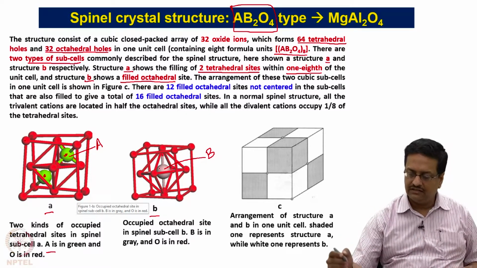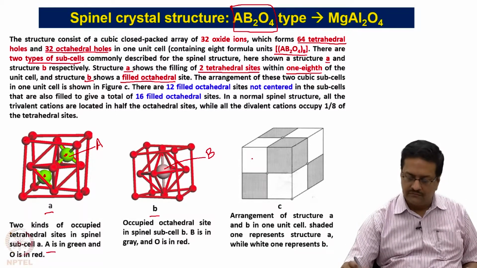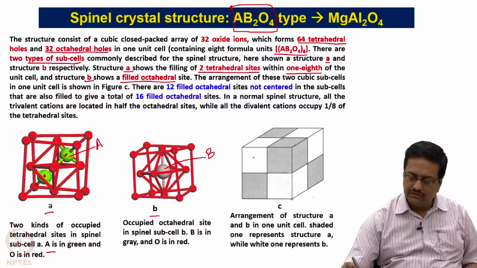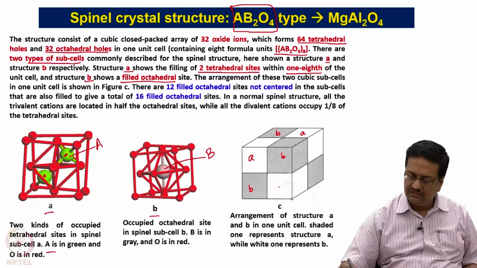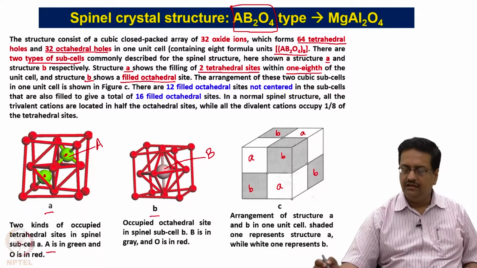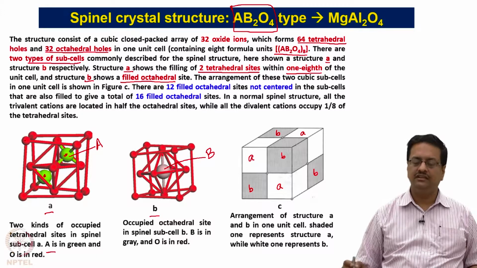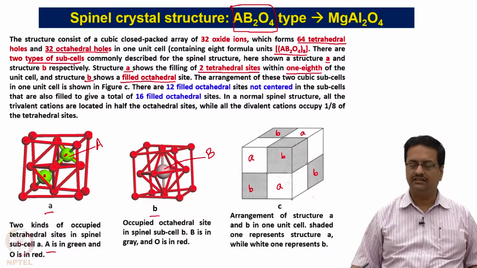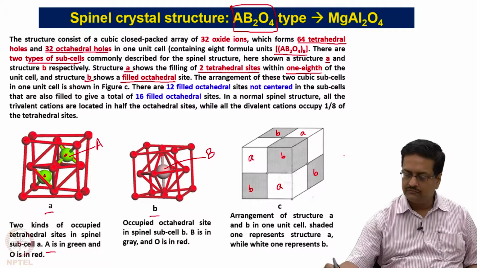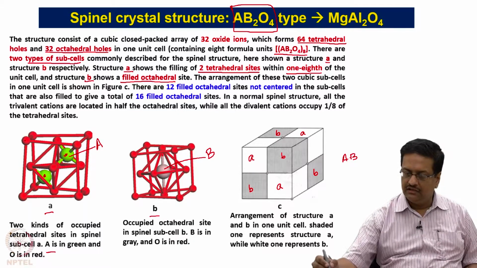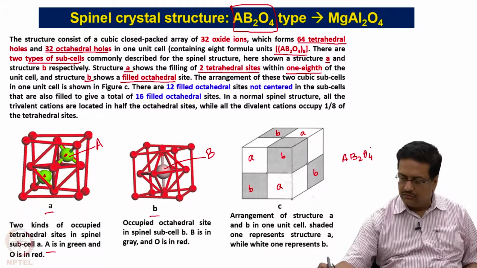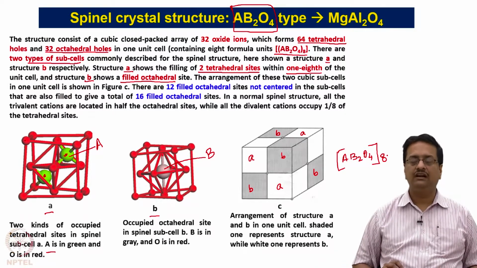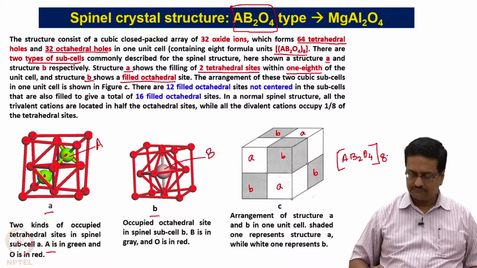So, on the right hand side, if we identify the different subcells as A, B, A, B, B, A, B, this corresponds to the unit cell of a spinel structure corresponding to eight formula units per unit cell.